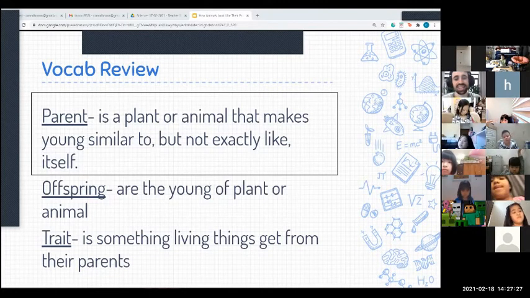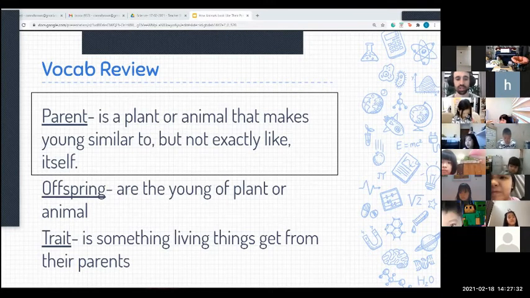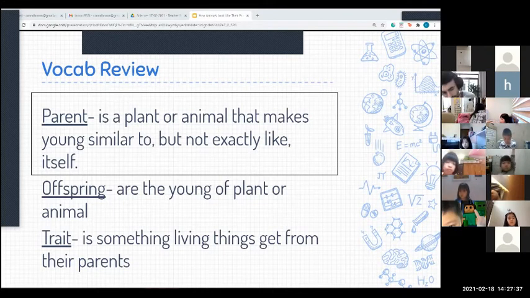Exactly. So they're not exactly like yourself. So you're not exactly like your mom and dad, but you're similar. You're definitely similar. Okay. Sarah didn't read, but that's okay. Good job, Daisy, reading.